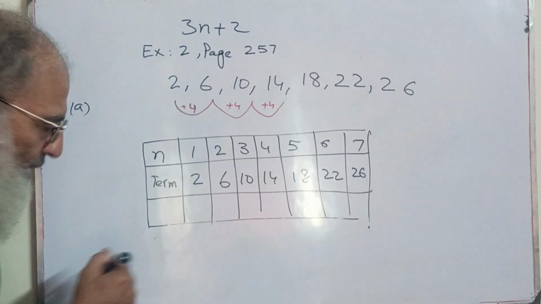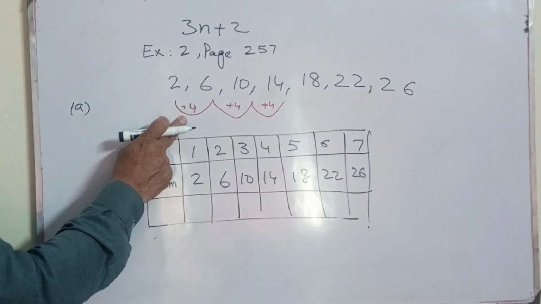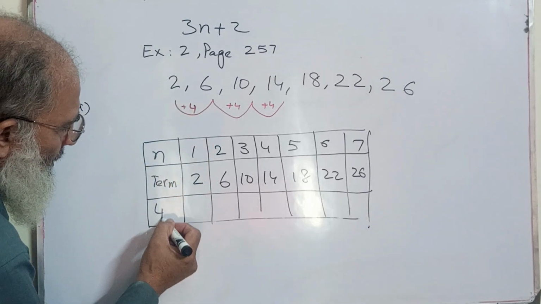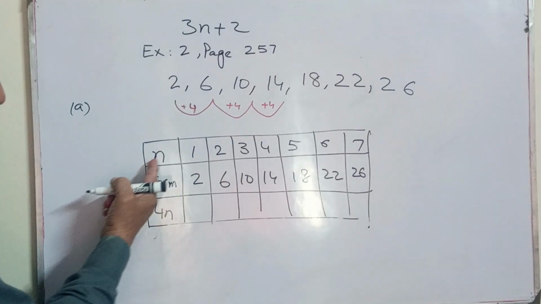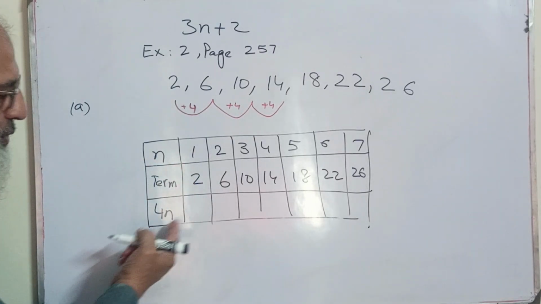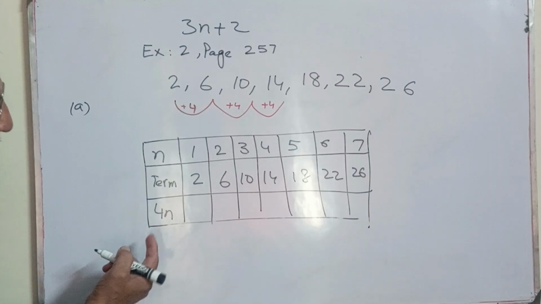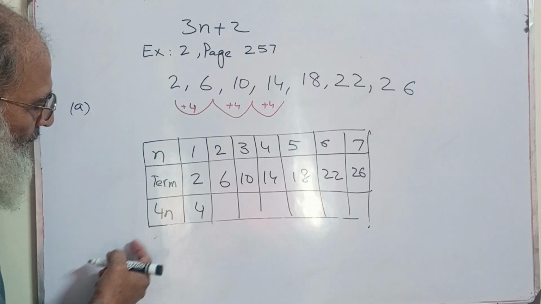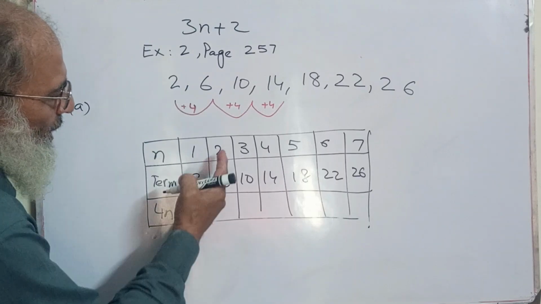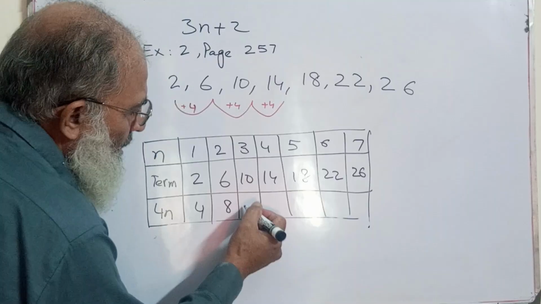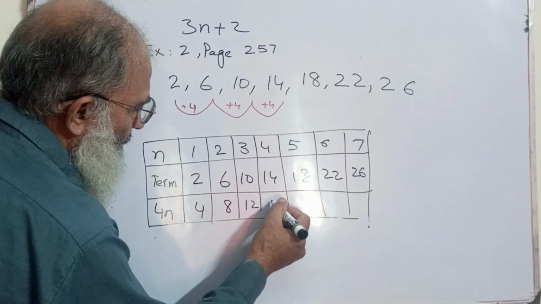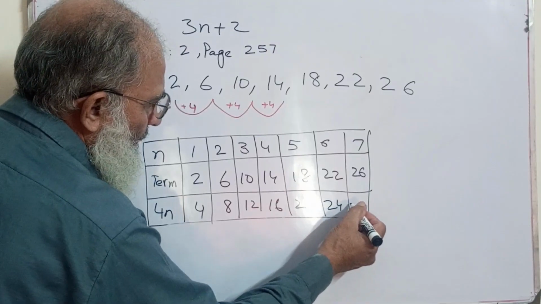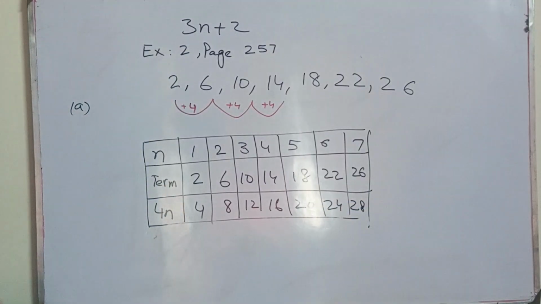Now what is it? It is 4n, that means 4 multiplied by n. You are getting the multiples of 4. 4 multiplied by 1 is equal to 4. 4 multiplied by 2 is 8, and so forth: 12, 16, 20, 24, and 28. So we got these.